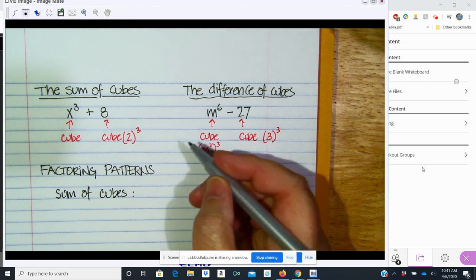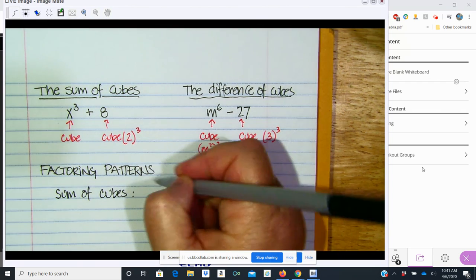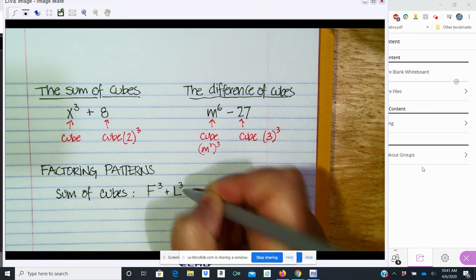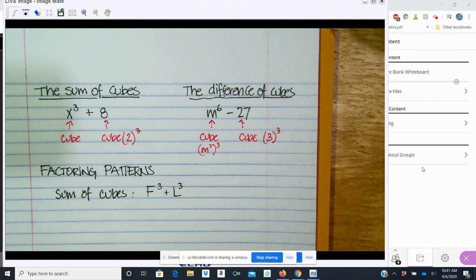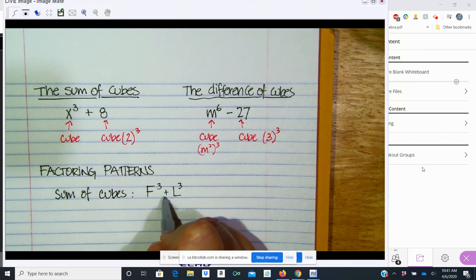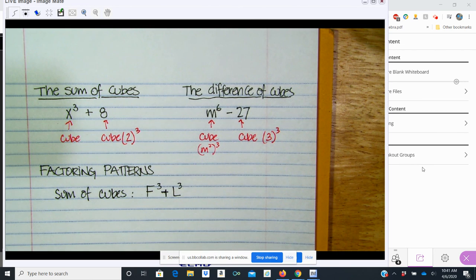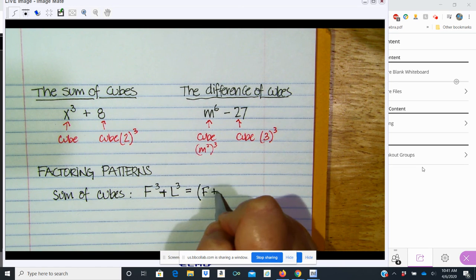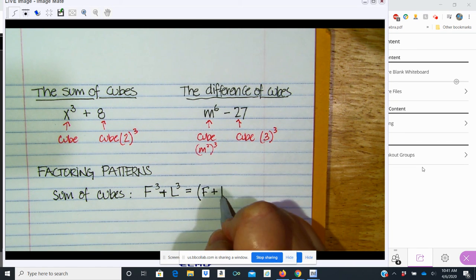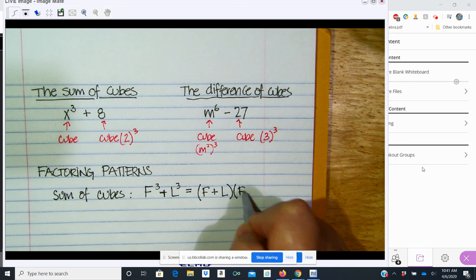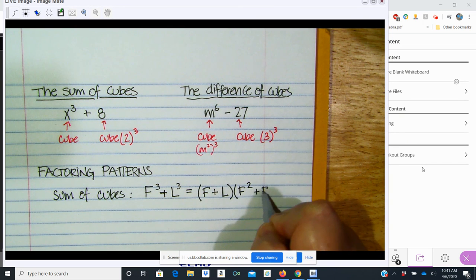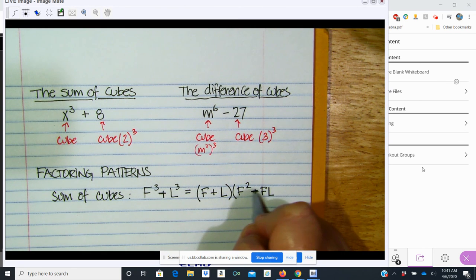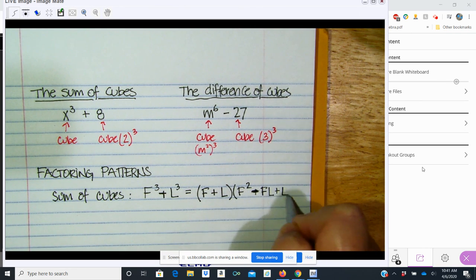For the sum of cubes, you will have the first number cubed plus the last number cubed. This is equal to F plus L times F squared, minus FL, plus L squared.